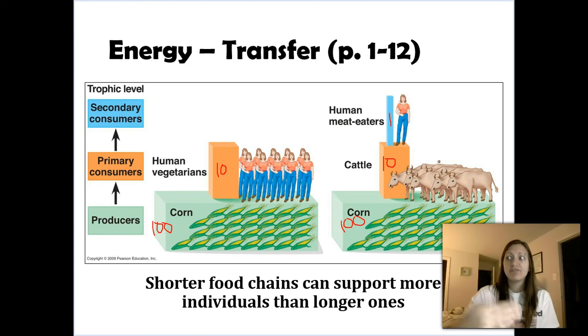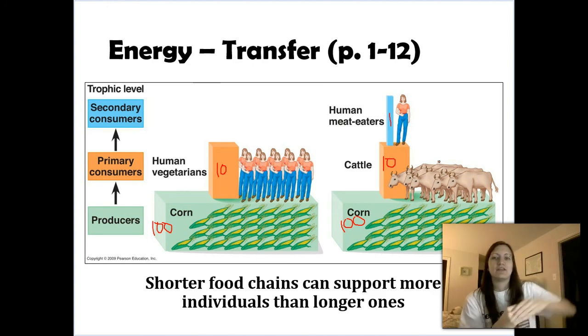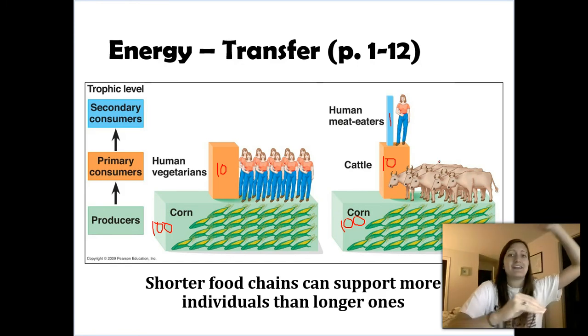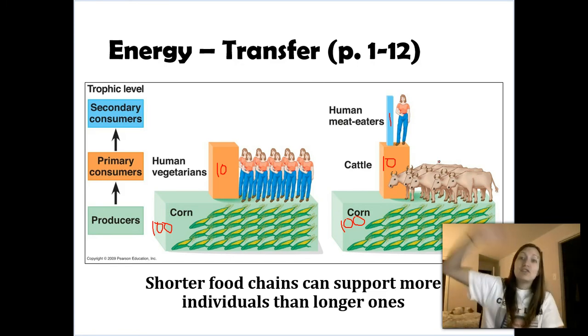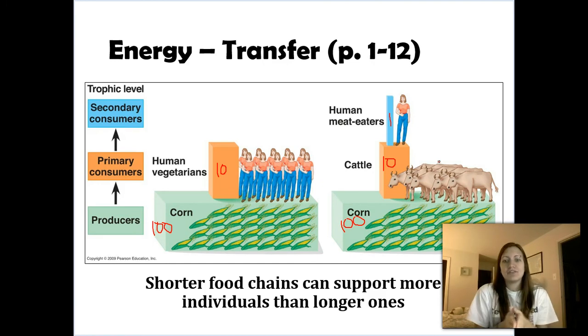And as a follow-up, shorter food chains, so those with fewer rings, instead of going primary, secondary, tertiary, quaternary, sextenary, 10-plus levels, you don't really see that in nature. It's very rare to see 5 or 6 levels. The main reason is that shorter food chains support more individuals than longer food chains.